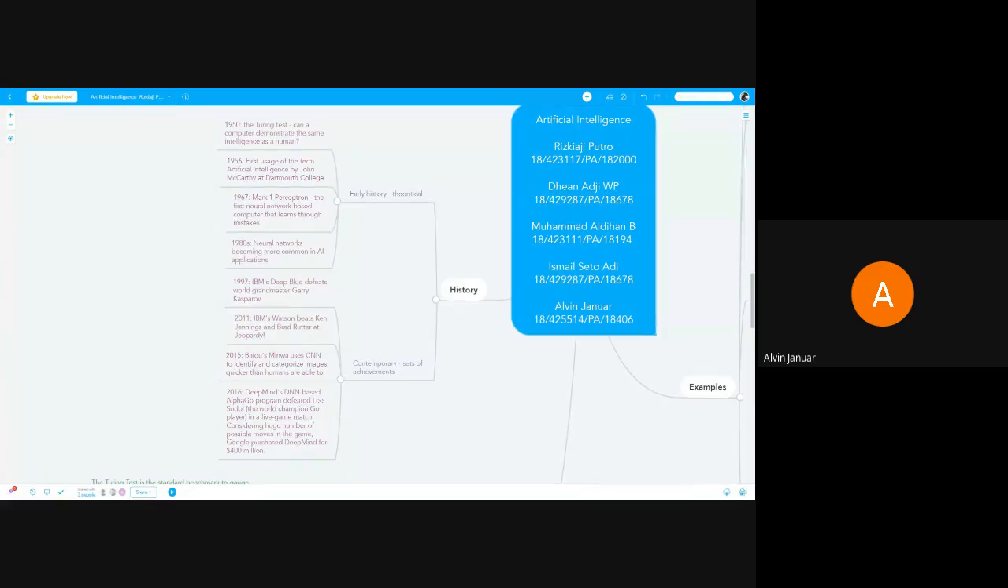And then in 2015, we got Baidu's Minwa, using CNN to identify and categorize images quicker than humans are able to. One year later, we got DeepMind's DNN-based AlphaGo program defeating Lee Sedol, the world champion Go player, in a 5-game match. Considering the huge number of possible moves in the game of Go, Google saw it as an opportunity, and they bought DeepMind for $400 million. I'm giving it back to you, Rizky.